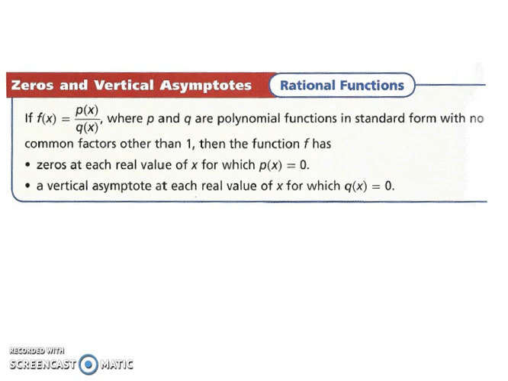Zeros and vertical asymptotes. If f of x equals p of x over q of x, where p and q are polynomial functions in standard form with no common factors other than 1, meaning the fraction is completely reduced, then the function f has zeros at each real value of x for which p of x equals 0, and a vertical asymptote at each real value of x for which q of x equals 0.